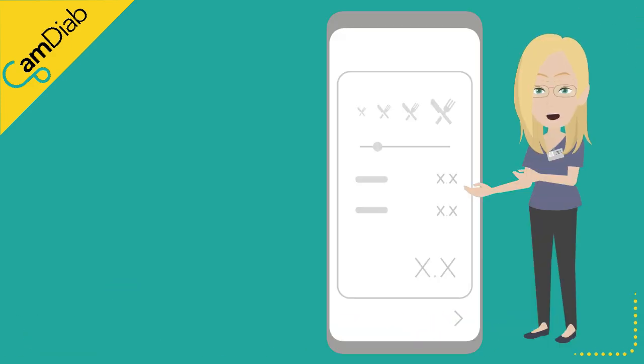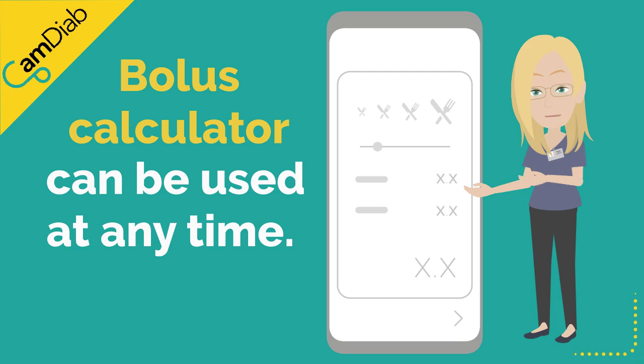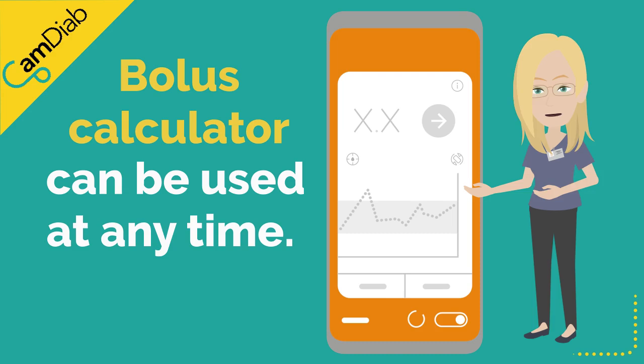The MyLifeCam APS FX app has a bolus calculator to help people decide how much insulin to give for the carbohydrates they are about to eat or drink. This bolus calculator can be used at any time. For example, when auto mode is working as well as when it is not, like when the sensor is warming up.